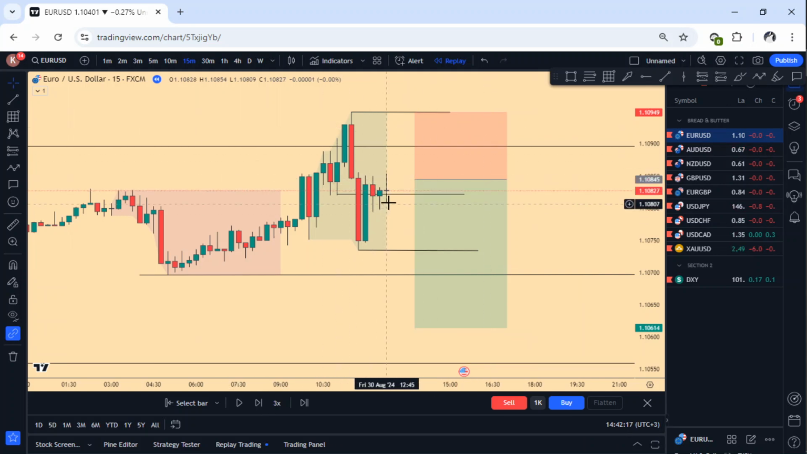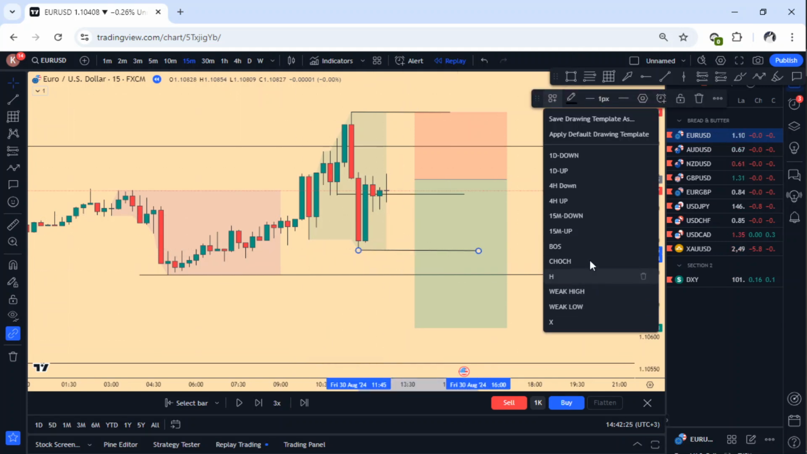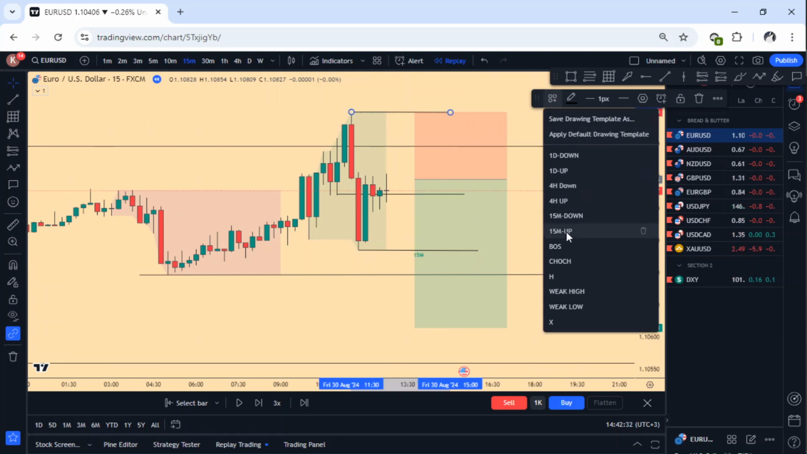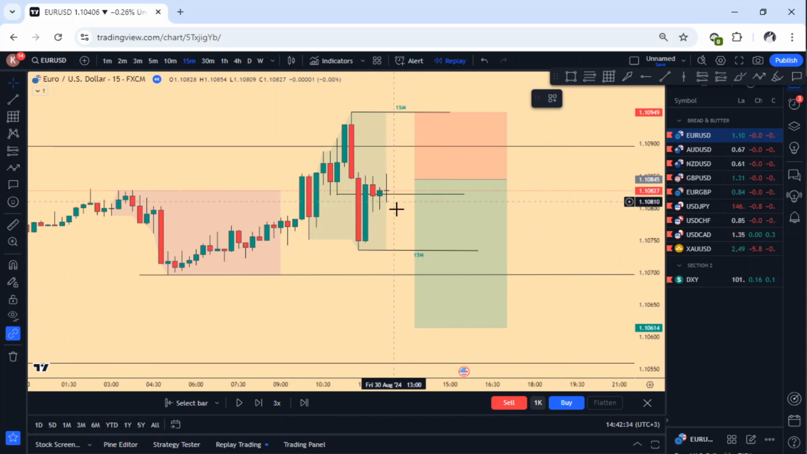We can equally look for change of character inside here, inside this 15 minutes range. This is 15 minutes. This is the lowest 15 minutes, and this is the lowest 15 minutes. This is the highest 15 minutes. So I'm expecting this to be taken.